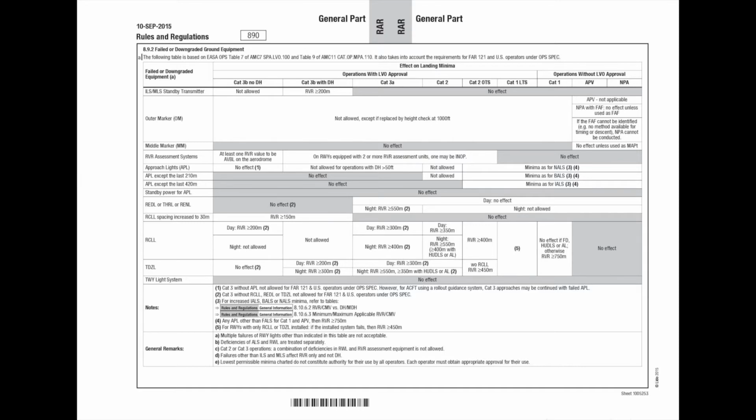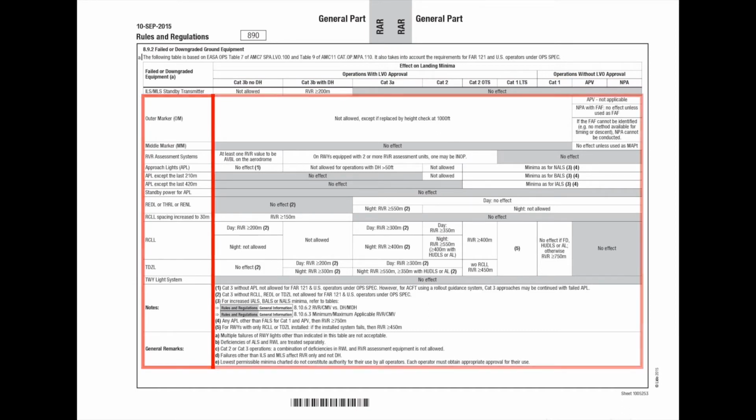This is the table for EASA minima. To use this table, simply locate the applicable approach type at the top of the table and the equipment failure or downgrade on the left-hand side. Then read off the change to the minima which need to be implemented.